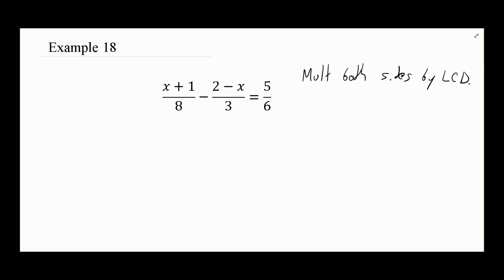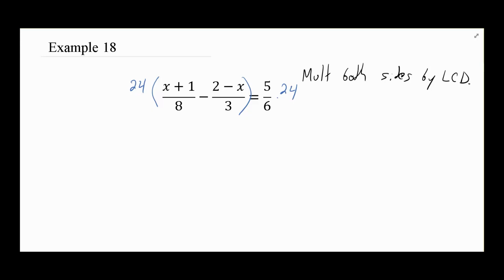Let's go through with clearing the fractions. The least common denominator between 8, 3, and 6 is going to be 24. So we're going to multiply both sides of the equation by 24. Now notice that we're only doing this in the top because our goal is to get rid of the bottom.